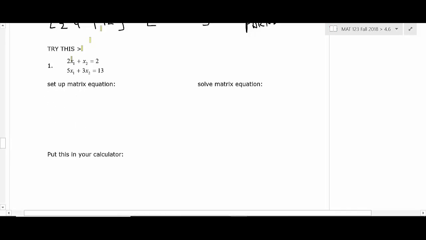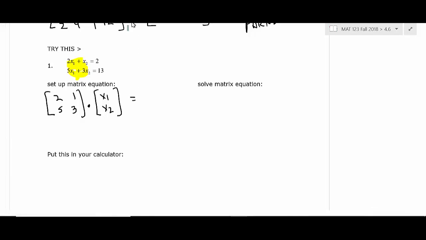So the first thing you do is what we call the coefficient matrix. So you just write down 2, 1, 5, 3. That's your first matrix. Okay, then you multiply it by your variable matrix. In this case, it's x1 and x2. If you had 3 equations, it would be x1, x2, and x3, and so forth. And then that's equal to 2 and 13 like that.